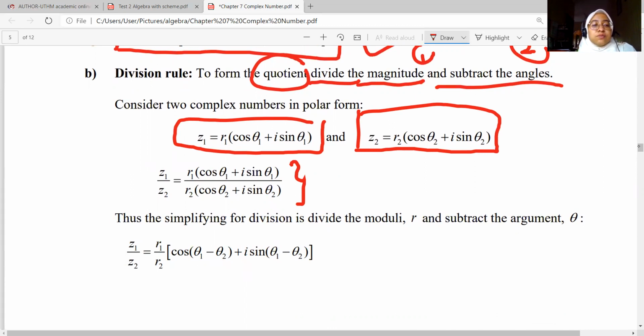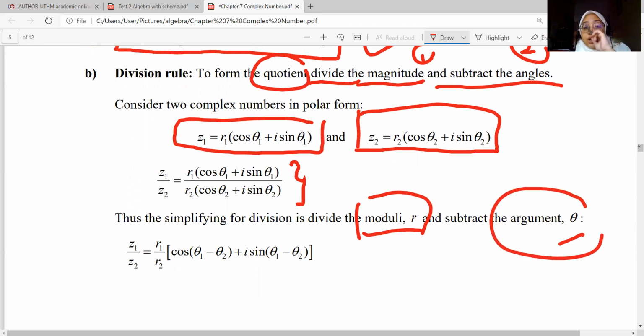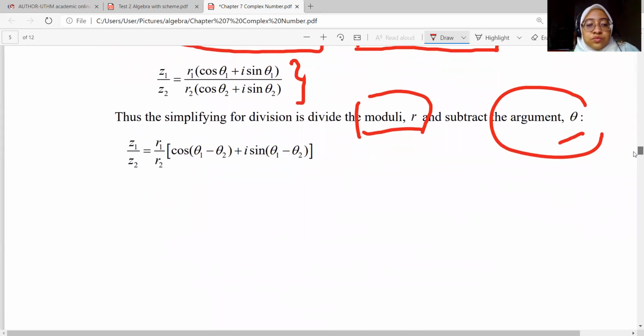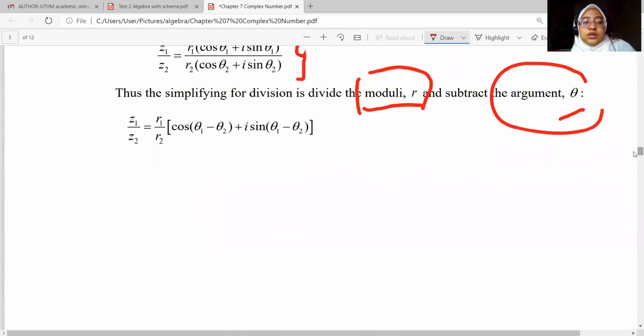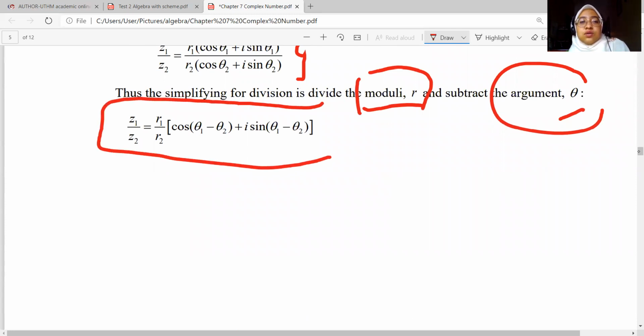Thus, simplifying for division is to divide the moduli and subtract the arguments. So she said just now we have to divide, and then the argument we subtract. So Z1 over Z2 is equal to R1 over R2 times cos of theta 1 minus theta 2 plus I sin of theta 1 minus theta 2. This is the final look of it.